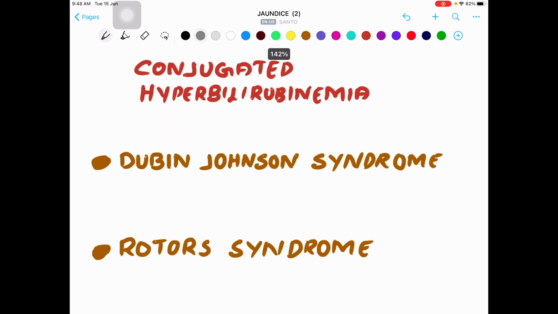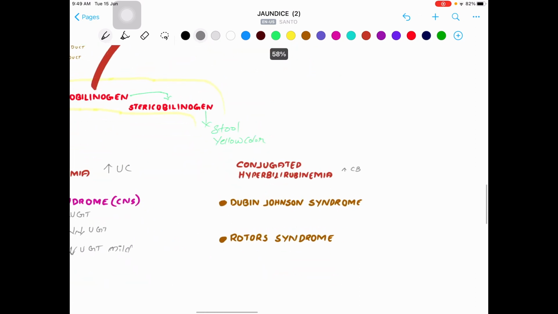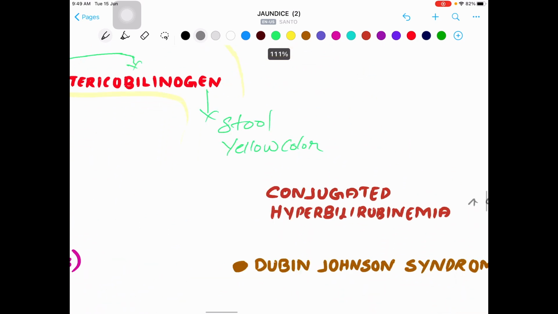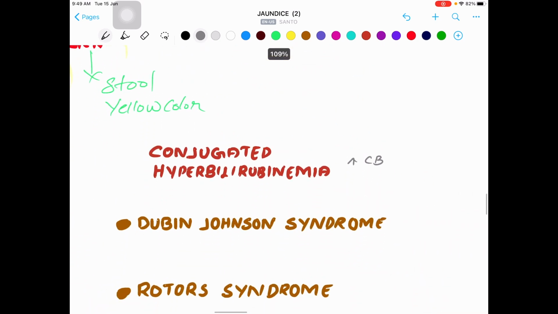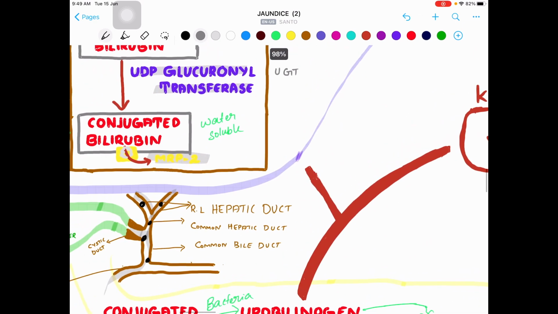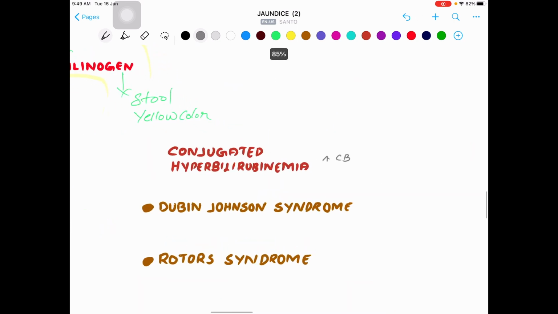So now let's see the conjugated hyperbilirubinemia. This means increase in conjugated bilirubin in blood. We have already talked about how it is increased. We have two conditions, Dubin-Johnson syndrome and Rotor syndrome. In both, what actually happens is that the transportation of conjugated bilirubin will be obstructed in some way. If this MRP2 protein is defective, what happens? Transportation of conjugated bilirubin from the hepatocytes to the biliary canaliculi will be disrupted. That is what we call Dubin-Johnson syndrome.